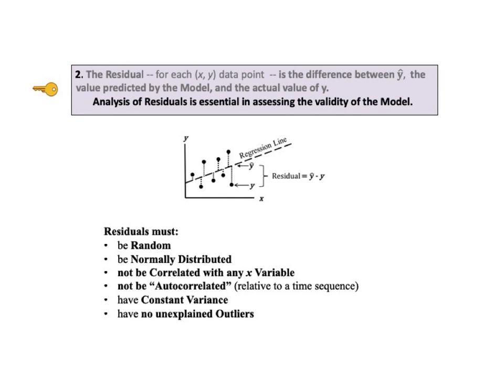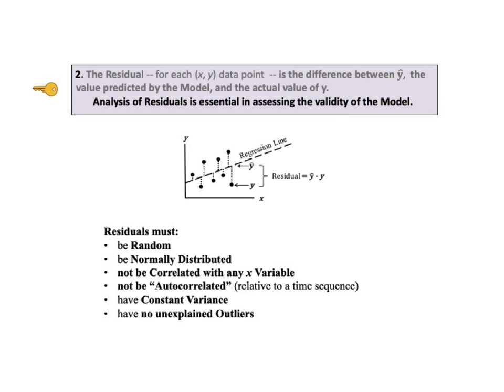KTU number 2 goes on to say, analysis of residuals is essential in assessing the validity of the model. This is covered in detail in a separate video titled Residuals, which is part of this playlist, but here are some requirements that are part of that residual analysis. Residuals must be random, and they must be normally distributed. They must not be correlated with any x variable. They must not be autocorrelated relative to a time sequence. They must have constant variance, and they must have no unexplained outliers.